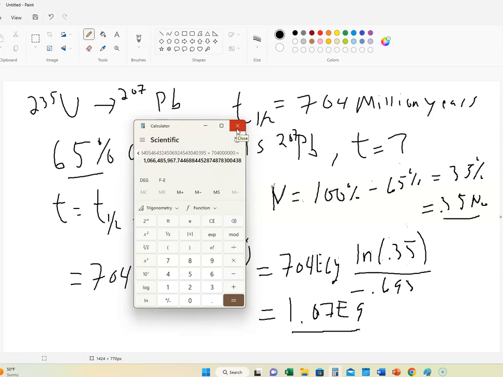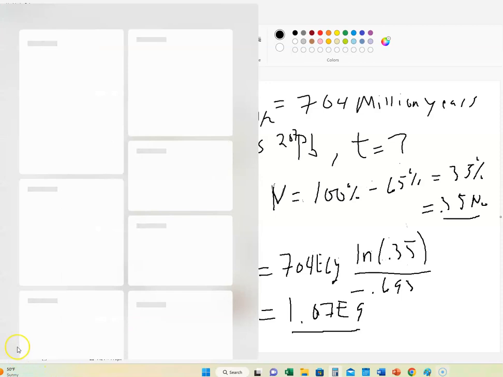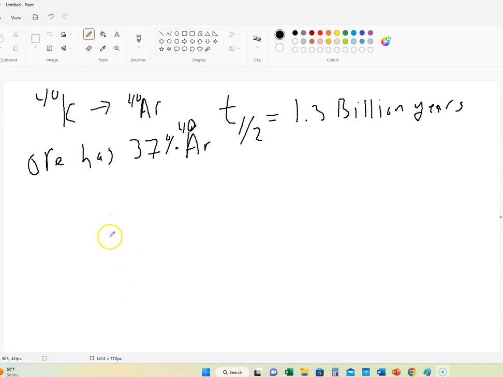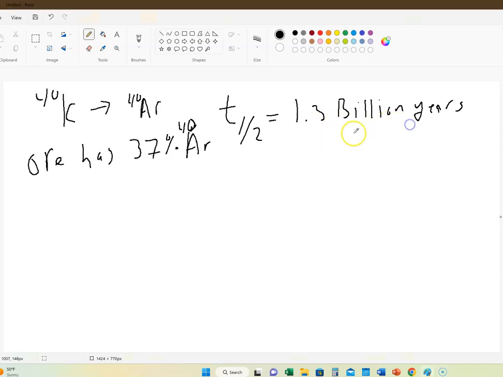Let's do a different problem, although very similar. Potassium-40 is a radioactive isotope. It turns into argon-40. Argon is an inert gas. The half-life of potassium-40 is 1.3 billion years. So there's the half-life. Let's draw that.